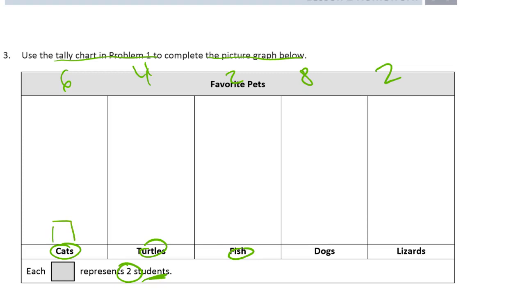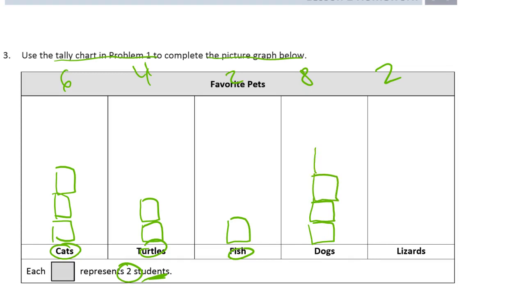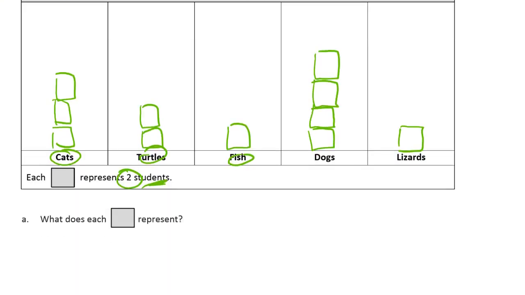Cats are 2, 4, 6. Turtles are 2, 4. Fish, there's 2. Dogs, there's 2, 4. I mean, I can do better than that because those dogs are kind of floating in the air. 2, 4, 6, 8. And then lizards are also 2, same as the fish.